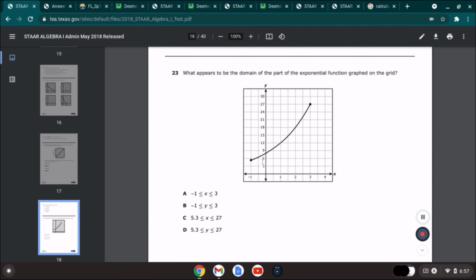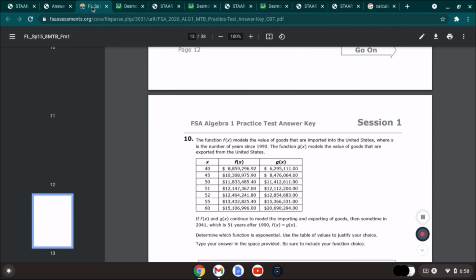Now 5.3 is around the 6 area, and 27 is up here. So we know that they were looking for y values, it's just that they replaced y with x. So the correct answer for question 23 is going to be A. Let's move on to the next question.